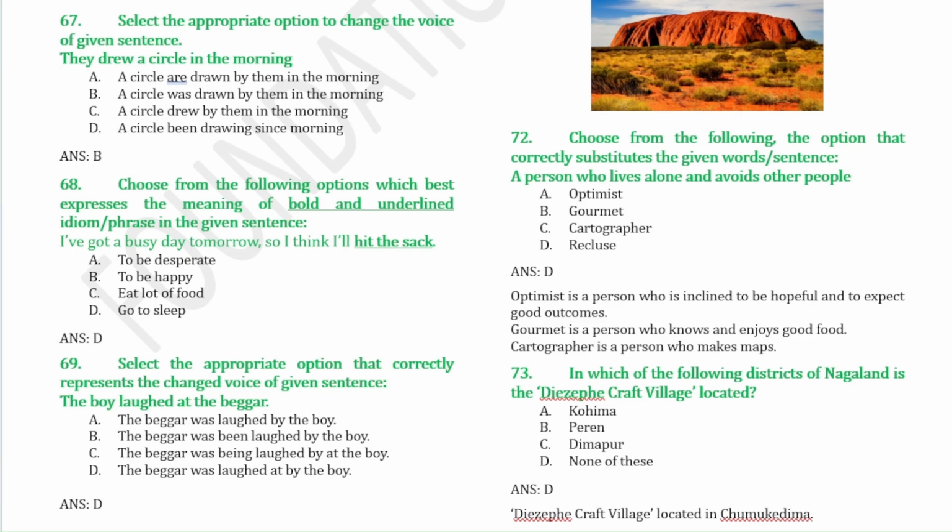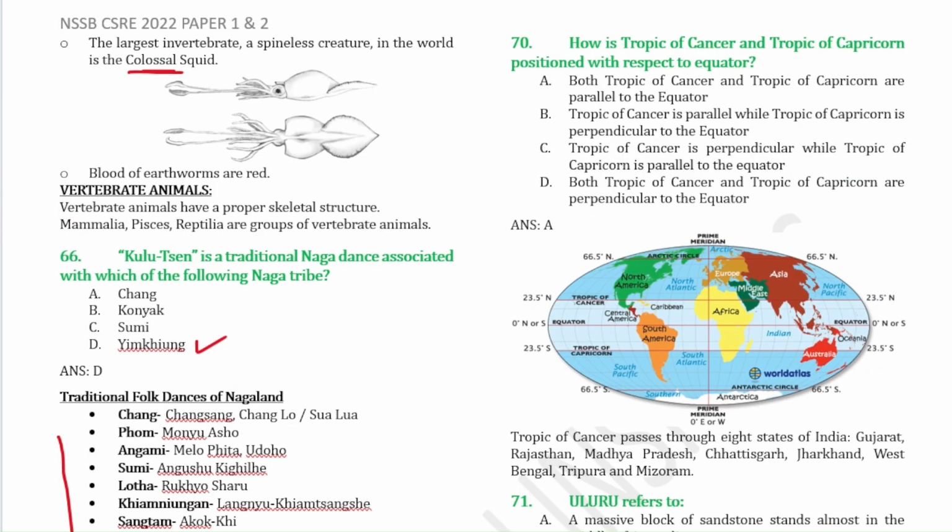Choose from the following options which best expresses the meaning of the bold and underlined idiom or phrase in the sentence. So hit the sack means to go to sleep. Select the appropriate option that correctly represents the changed voice. "The boy laughed at the beggar." So, "The beggar was laughed at by the boy." So option number D.